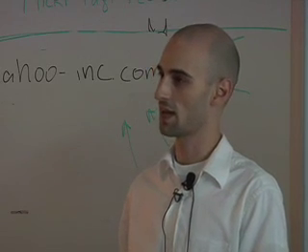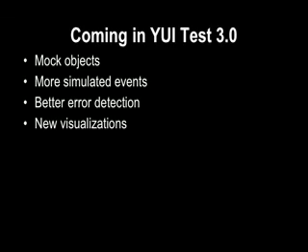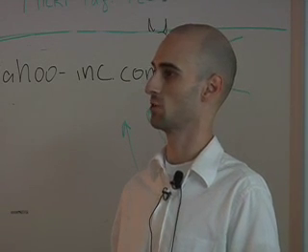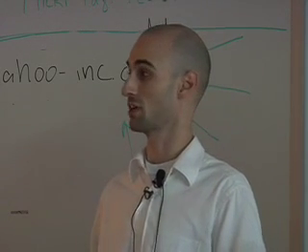So some of the stuff that is coming in the future of YUI tests, specifically for the version that comes with YUI 3, will be mock objects, which gives you a little bit more control over making sure that data is going into and coming out of objects that you don't control. There's more simulated events on the horizon, some better error detection, so in case there's actually an error in your test and not in the code that you're testing, we want to be able to show that to you in a more logical way. And also, hopefully some new visualizations, so we'll have different ways to display the test results data to you.